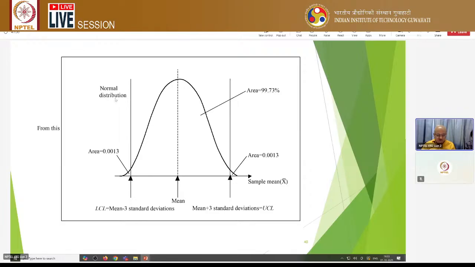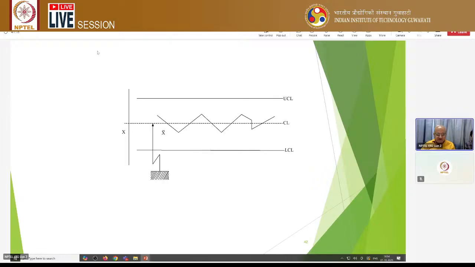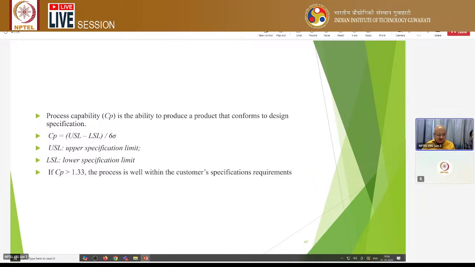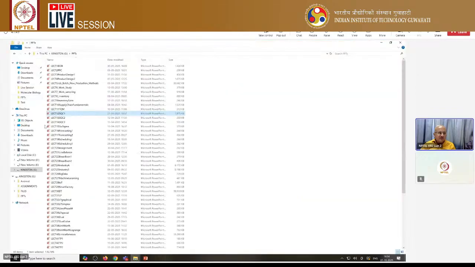Okay, so in a control chart, usually we will have control limits within plus minus 3 sigma. That means about 99.73% of data will fall in that. So we make the control chart. We represent it like this: upper control limit, lower control limit. Okay. Then process capability is defined as upper specification limit minus lower specification limit divided by 6 sigma, where sigma is the standard deviation. Okay, so this also we discussed. Another mathematical thing comes here.